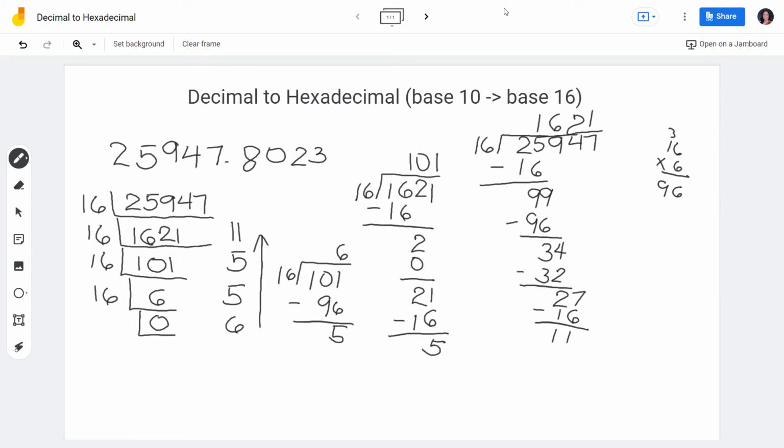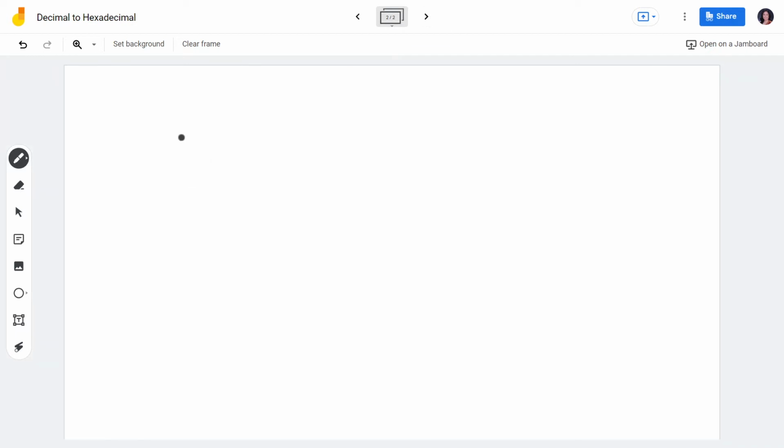Next is the fraction part. So we have 0.8083, let's achieve 4 places, times 16. 3 times 6 is 18. 2 times 6 is 12 plus 1 is 13. 6 times 0 is 0 plus 1 is 1. 6 times 8 is 48. And then 1 times 3 is 3, 1 times 2 is 2, 1 times 0 is 0, 1 times 8 is 8.